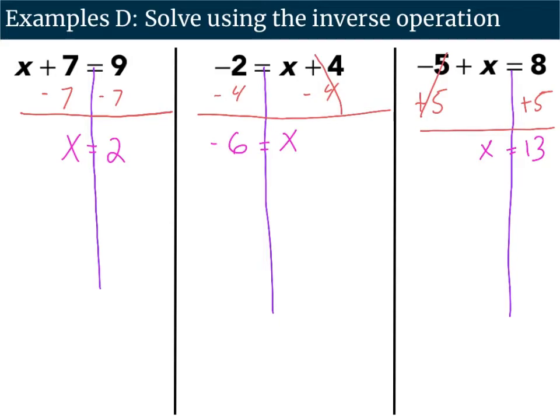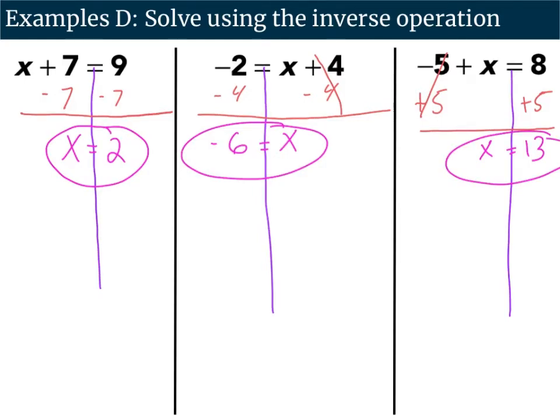So again, I can check that. Does 13 plus negative 5 give me 8? Yes, it does. So I know I've done this problem correctly. And it's always a good idea to circle your answers so they can easily be found on your paper, whether you're doing a test, a quiz, or a classwork assignment. Let's move on to the next one.